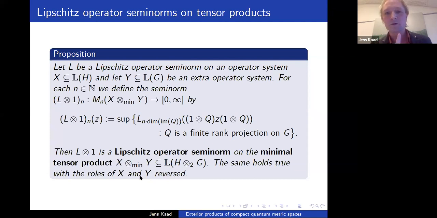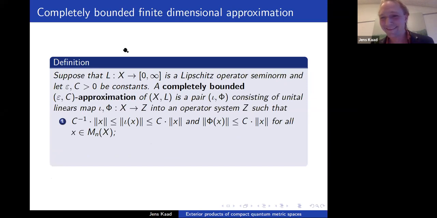I wanted to talk about what is a completely bounded compact quantum metric space. I'm going to use my characterization of compact quantum metric spaces in terms of finite dimensional approximations in order to find this completely bounded notion. So I have to define what is a completely bounded finite dimensional approximation of a pair consisting of an operator system and a Lipschitz operator seminorm.